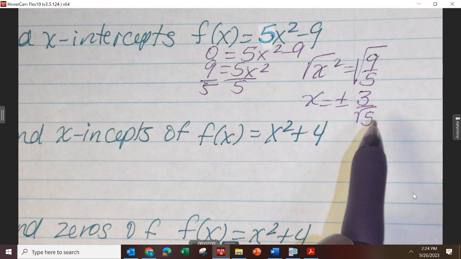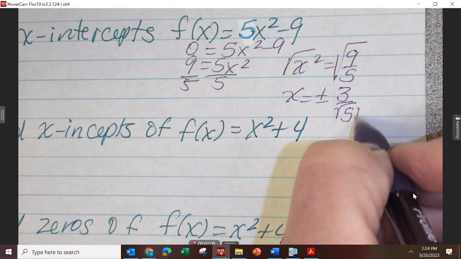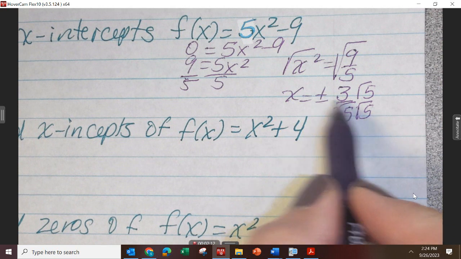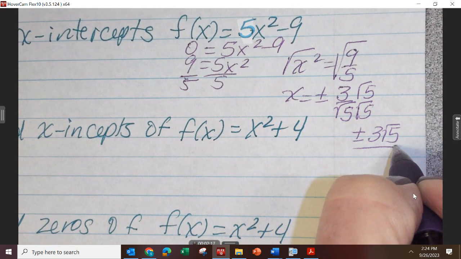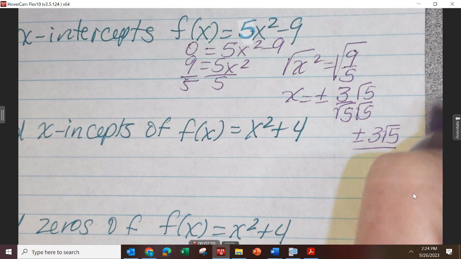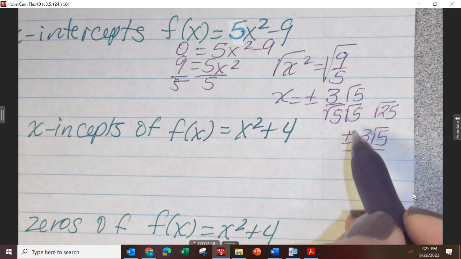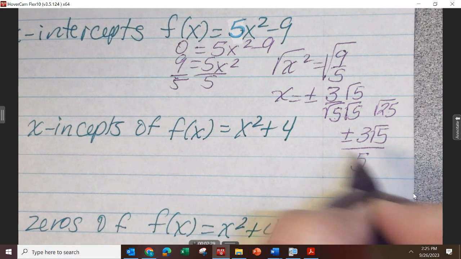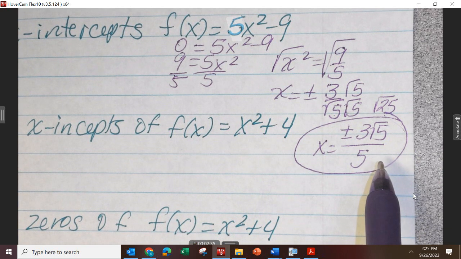But we don't want to have irrational numbers in the denominator, so I have to do what's called rationalizing it. To rationalize, I'm just going to multiply by radical 5 on top and bottom. So on the top, I'm going to have plus or minus 3 radical 5. On the bottom, what's radical 5 times radical 5? Radical 25, right? So what is the square root of 25? 5. And so this would be the correct answer for the x-intercepts.